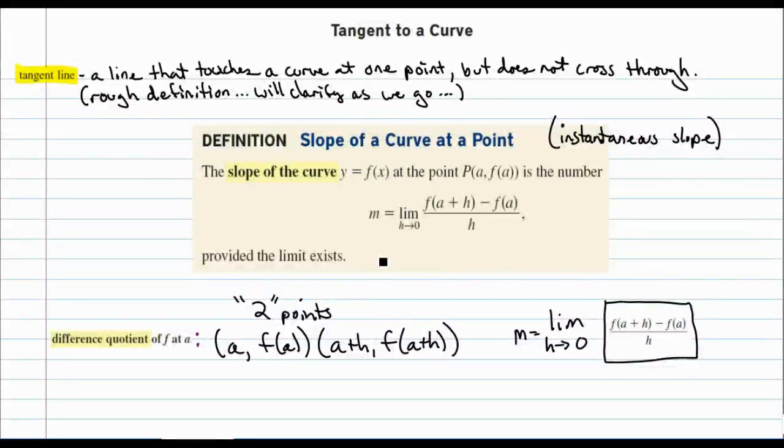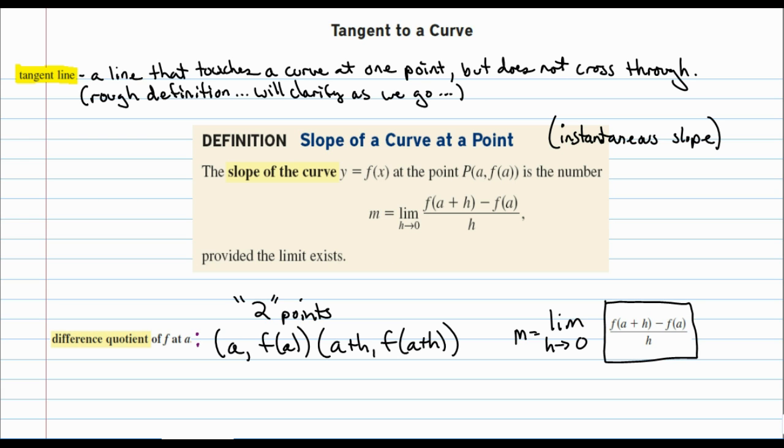This is the screencast for section 2.4, example 3. We're going to find the tangent line to a curve. So a tangent line is, first of all, a line that touches the curve at a point but doesn't exactly cross through it. It just touches it.